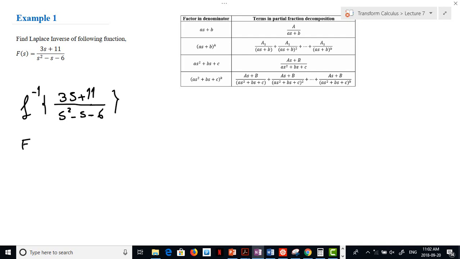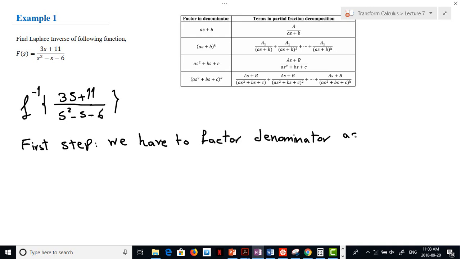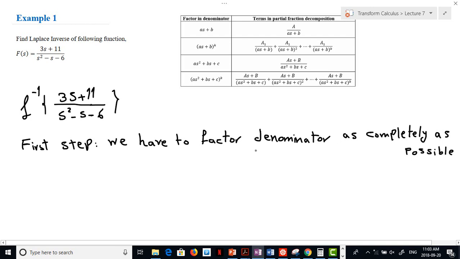So we said first step in solving the problem, we have to factor the denominator as completely as possible. So how can we factor denominators? We have s squared minus s minus 6.